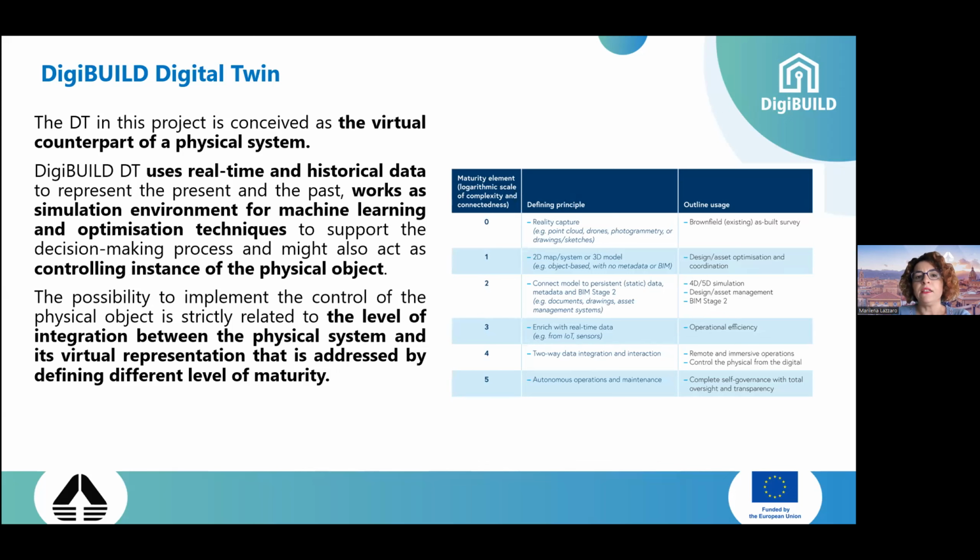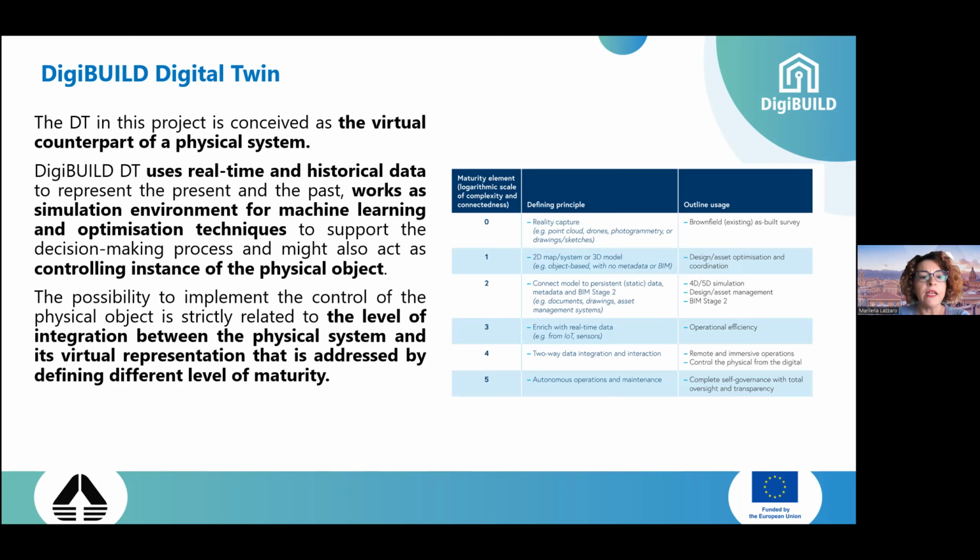The main characteristic of a digital twin is that, relying on real-time and historical data in order to represent the past and the present, it works as a simulation environment for machine learning optimization techniques. This means that the services that you have a clear understanding of from the other presentation are exploited inside the digital twin. Digital twins can also act as a control instance of the physical object.